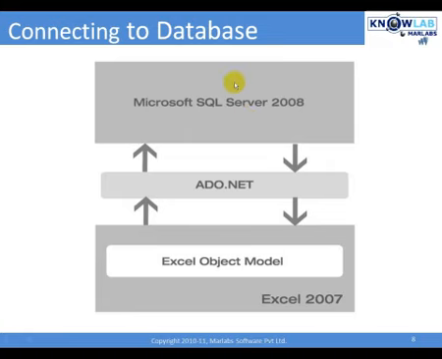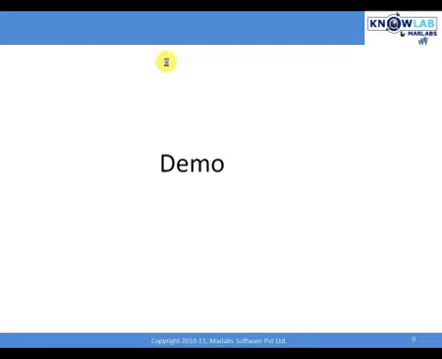VSTO provides support for manipulating the data from your SQL Server database inside Excel using ADO.NET classes. Let's see how to connect with the Relational Database Management System. First, we have to retrieve the data from the SQL database with the help of ADO.NET classes. And finally, we have to display the records in the Excel spreadsheet with the help of the Excel object model. Now we can see a small demo on this.